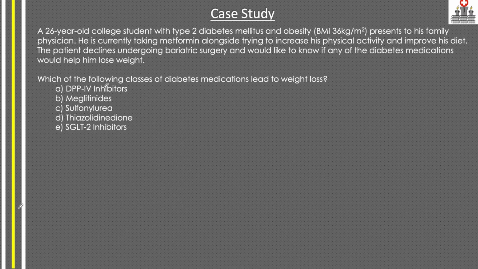Is it a DPP-4 inhibitor? Is it a Meglitinide? Is it a Sulfonylurea? Is it a Thiazolidinedione? Or is it an SGLT2 inhibitor? So let's quickly remember that to undergo bariatric surgery, typically we say these are patients with a BMI above 40 or a BMI above 35 plus a comorbidity such as diabetes mellitus. Anyways, just a sidetrack, this patient doesn't want bariatric surgery anyways, so we ignore that. So which of these medications leads to weight loss?